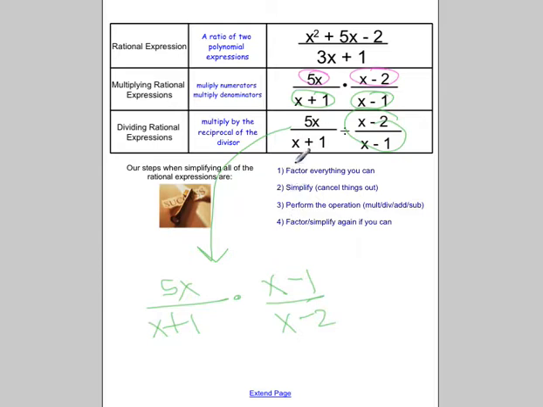After we do this, we would once again factor everything you can out. Then you would simplify. Third step is to perform the operation, so you multiply, divide, add, and subtract. And then finally you would check to make sure you have factored and simplified all the way again.